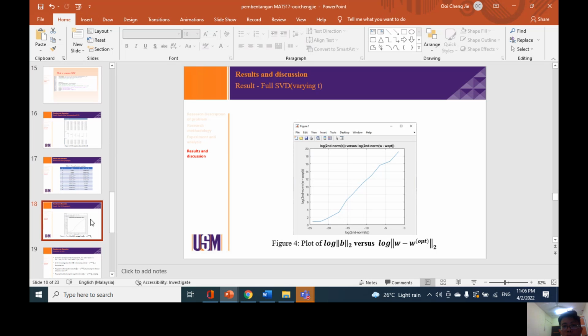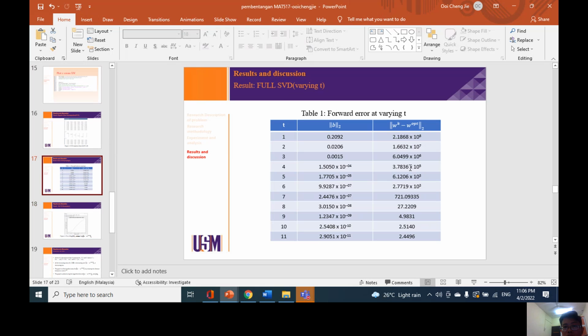And let us move to the next slide. In this slide, I'm going to talk about the plot of the logarithm of the second norm of B versus the logarithm of the second norm of the least square. We will see something like this. It means that whenever the value of one side goes down, the other side will go down as well. This is identical to the earlier forward error at the varying t.